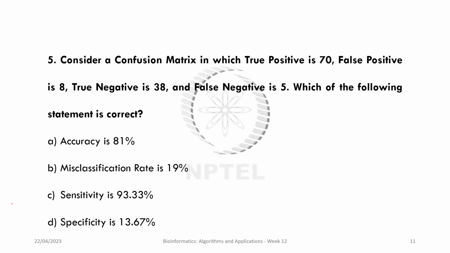Okay, consider a confusion matrix in which true positive is 70, false positive is 8, true negative is 38, and false negative is 5. Which of the following statement is correct? A, that accuracy is 81%, B, misclassification rate is 19%, C, sensitivity is 93.33% and D, specificity is 13.67%. Take a couple of minutes. Tell me what the answer is.